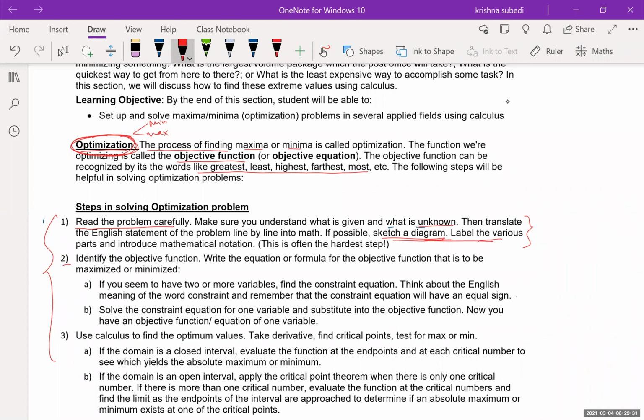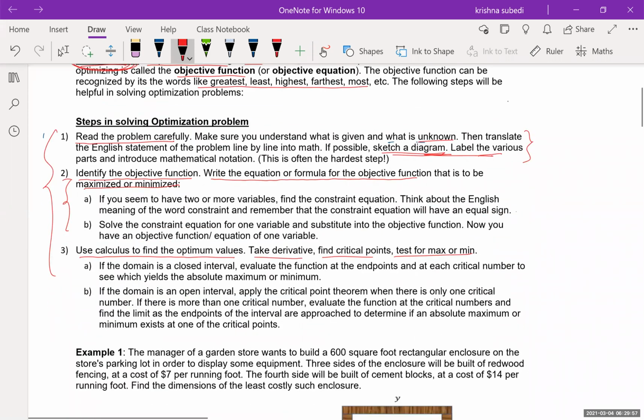well, in step two, you need to identify the objective function and write the equation or formula for the objective function that is to be maximized or minimized. And once you have that objective function, you use calculus to find the optimum values. That means you take a derivative, find the critical points, and test for maxima or minima. So these are the three steps that we're going to follow, okay?